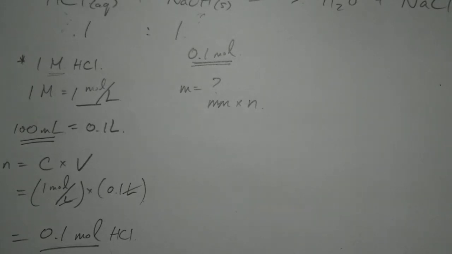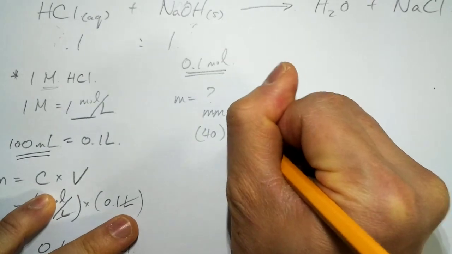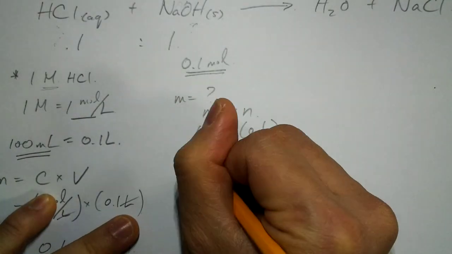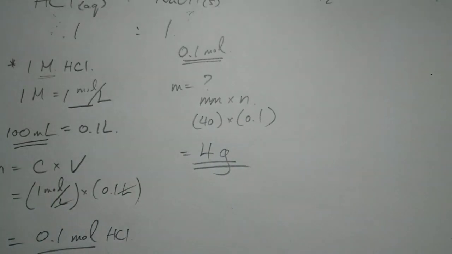Hey guys, what's the molar mass of sodium hydroxide? 40. Good. So it's 40. You want 0.1 mole. So in this case, you're going to use 4 grams of this stuff. Okay?